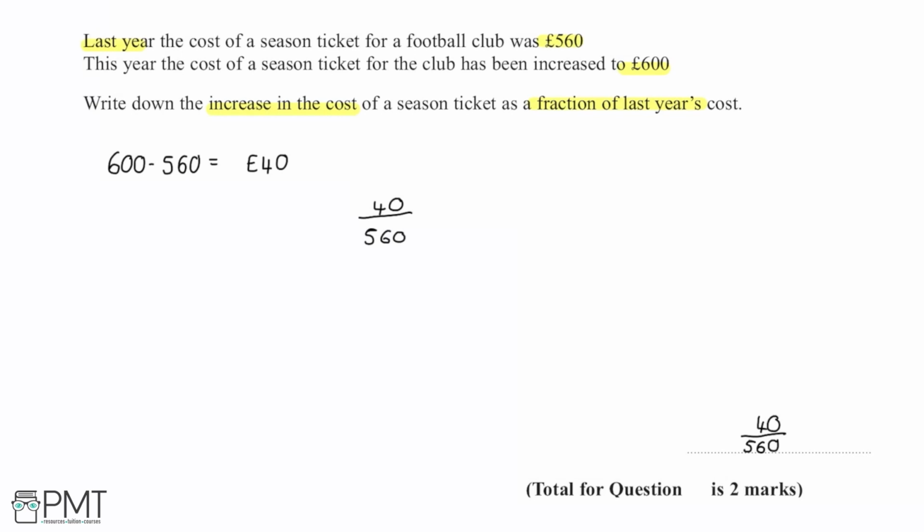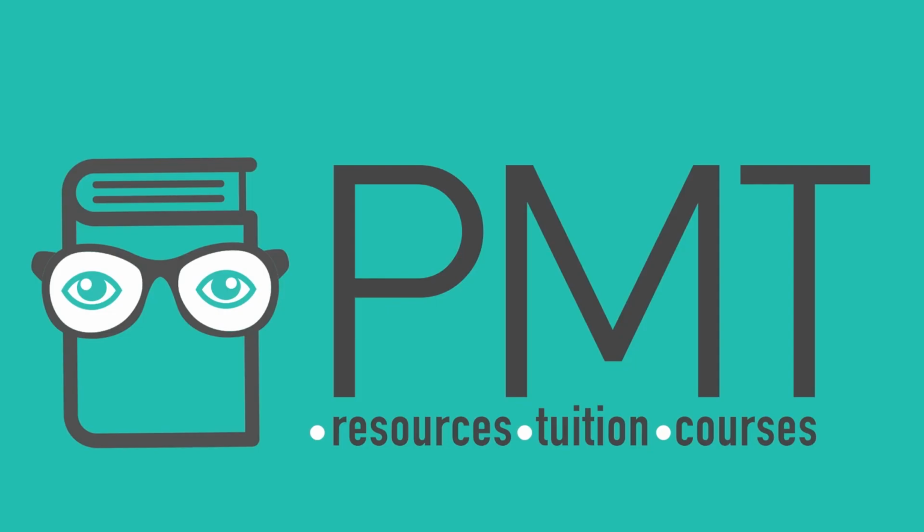So the first mark is awarded for just starting to work with the method here. So possibly this calculation here would gain us the first mark, and then the second mark is just for the correct final answer or any equivalent fraction. So this would simplify to 1 over 14 or lots of other fractions. As long as it's equivalent, you'll gain the marks here.